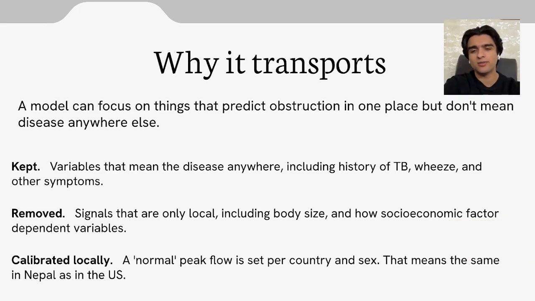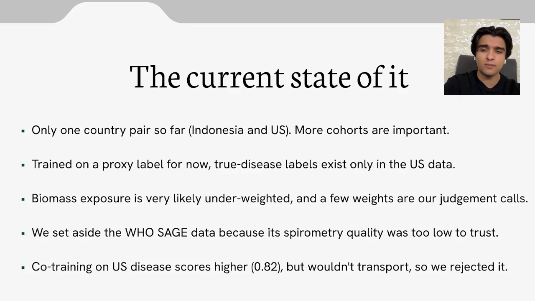And here's why it transports. When you train one of these, it can lean on things that predict the disease in one place, but don't mean disease anywhere else, which especially depends on socioeconomic factors and the body size of that person. We removed those and kept only what means the same things everywhere. And a normal peak flow is set per country and per sex. So a peak flow test means the same in Nepal as it does in the US.